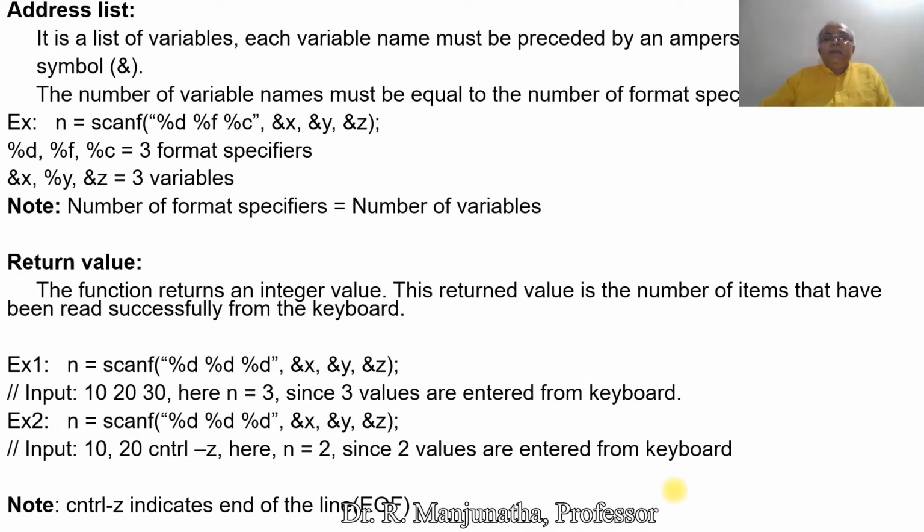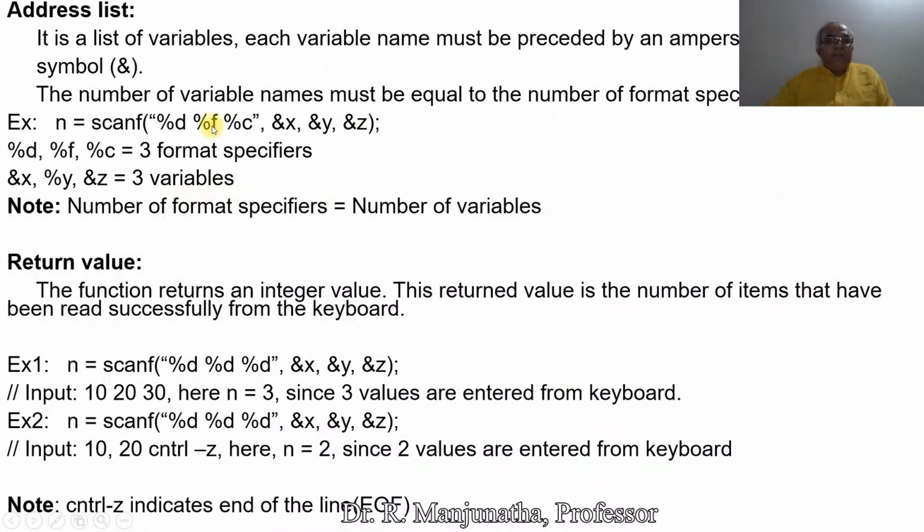Each variable name must be preceded by an ampersand sign. That is the symbol here. The number of variable names must be equal to the number of format specifiers. So if n = scanf("%d %f %c", &x, &y, &z), what are %d, %f and %c? These are the format specifiers, and &x, &y and &z are the 3 variables.